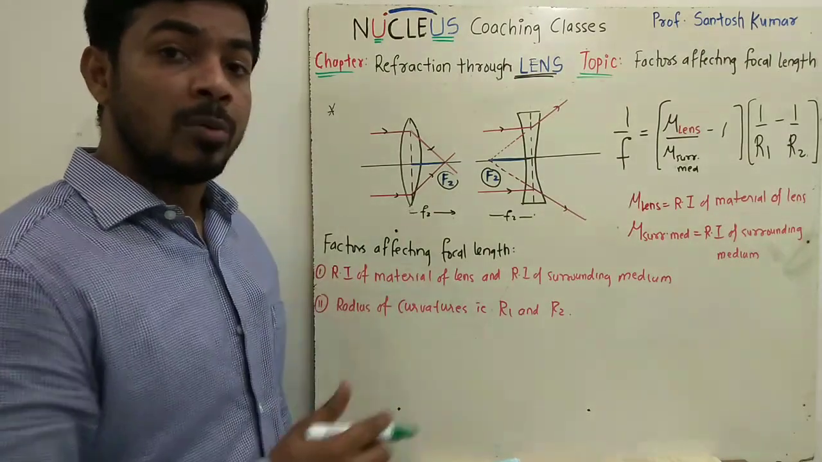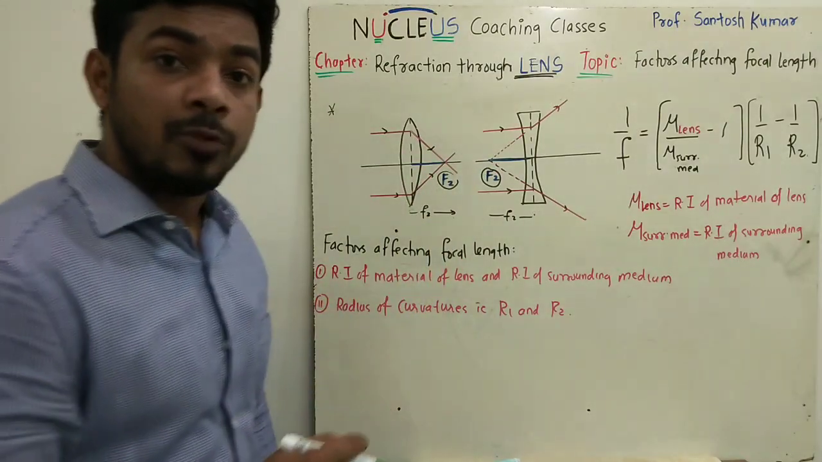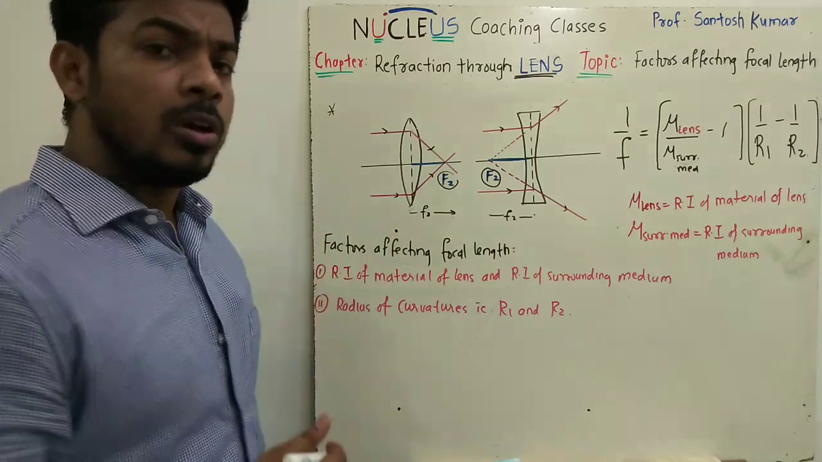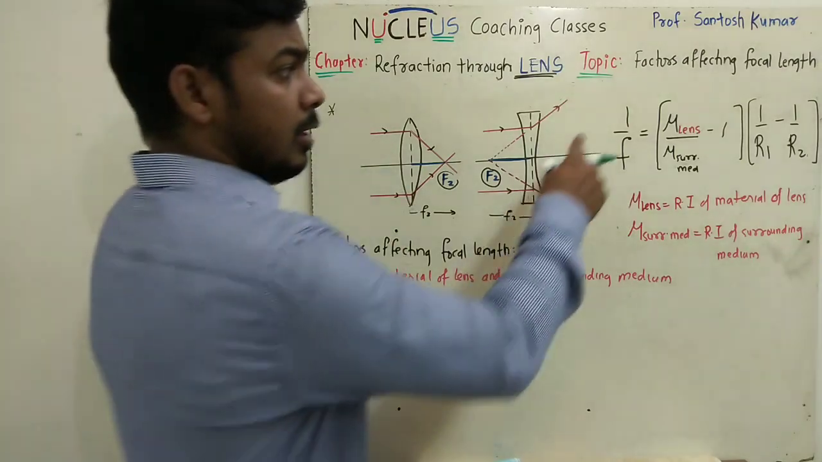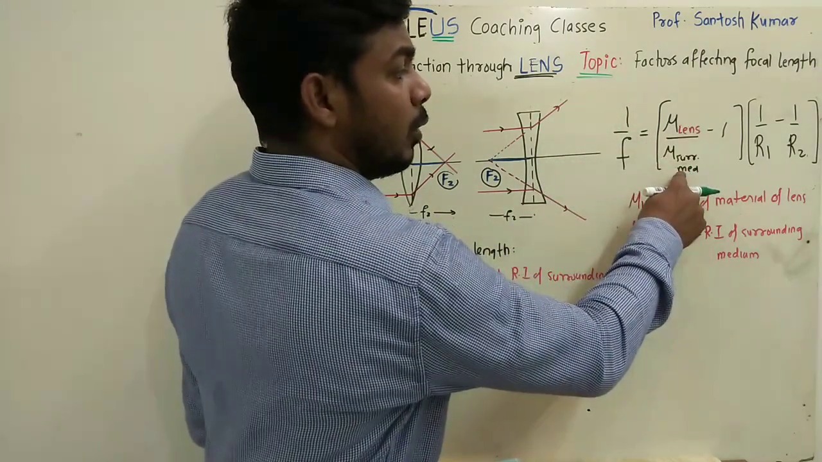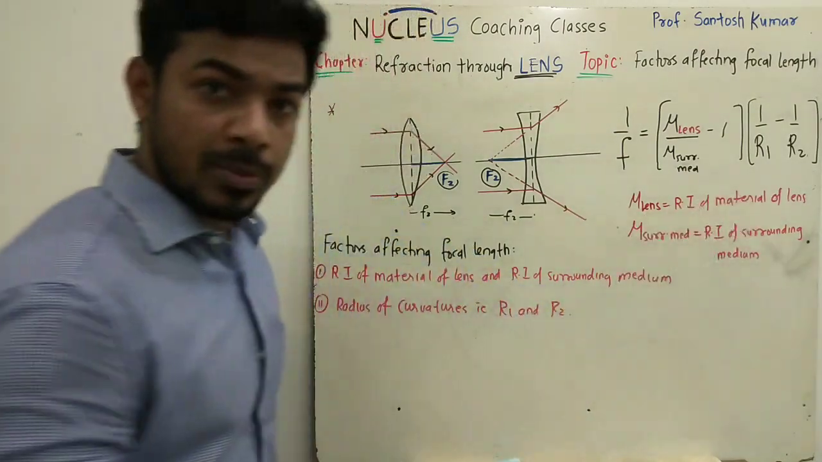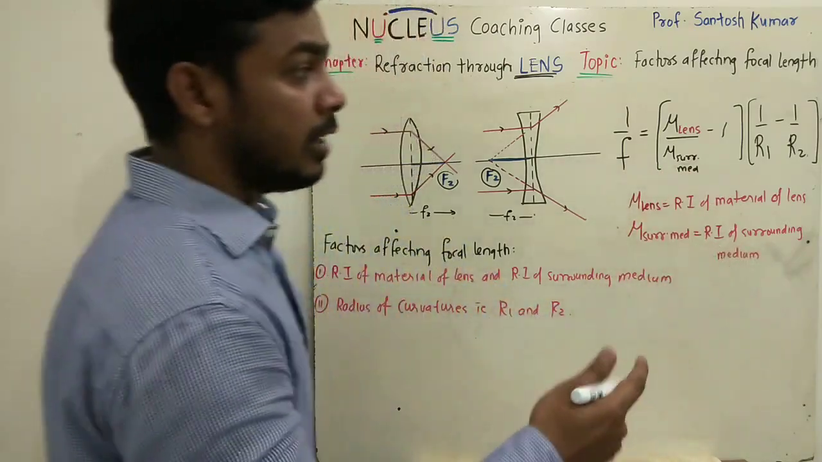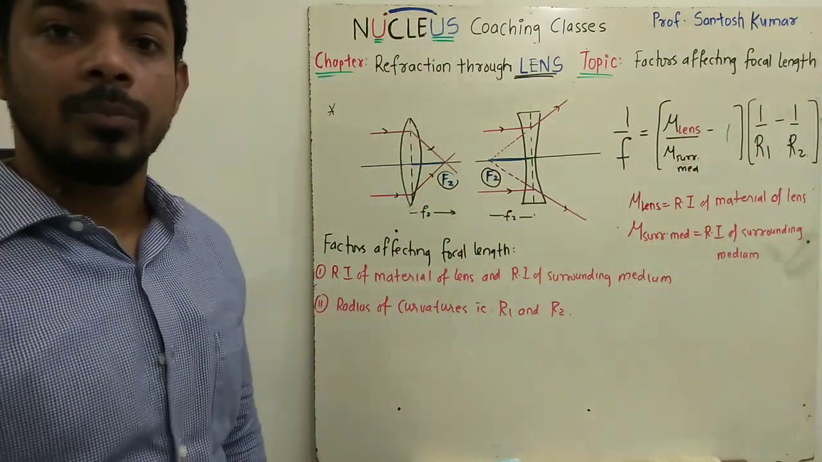So whenever we talk about principal focus of a lens, it will always be f2 and the corresponding focal length will be the second focal length, which is small f2. There is a formula for focal length of a lens which is not in our syllabus. I'll tell you that formula. 1 upon f is equal to (mu of lens upon mu of surrounding medium minus 1) times (1 upon R1 minus 1 upon R2). Mu of lens is the refractive index of the material of the lens, and mu of surrounding medium is the refractive index of the surrounding medium.